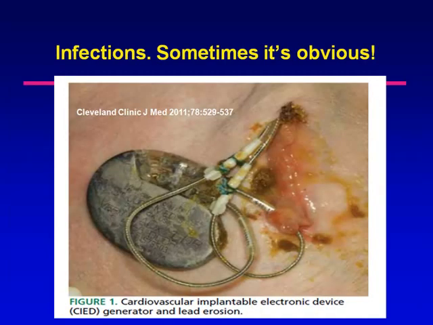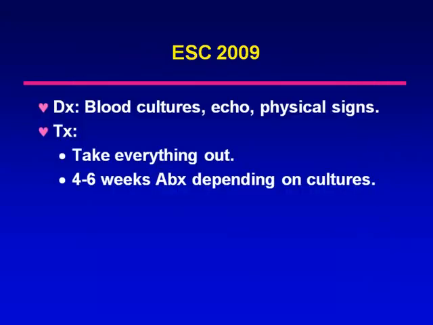Sometimes infections are obvious, and sometimes they're not. The ESC gives very nice guidelines in their 2009 publication, basically simplifying the idea of how to make the diagnosis, which is blood cultures. They like to have two or three preferably, echo and physical signs. And the treatment for devices is basically to take everything out, and 4 to 6 weeks of antibiotic therapy, depending on the type of organism isolated. The AHA ACC guidelines are, as we'll see, a little more complicated, but basically the message is the same. Take everything out and give antibiotics.